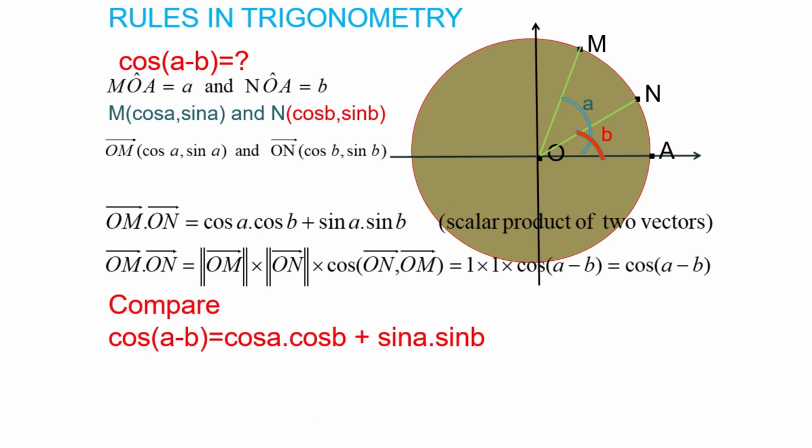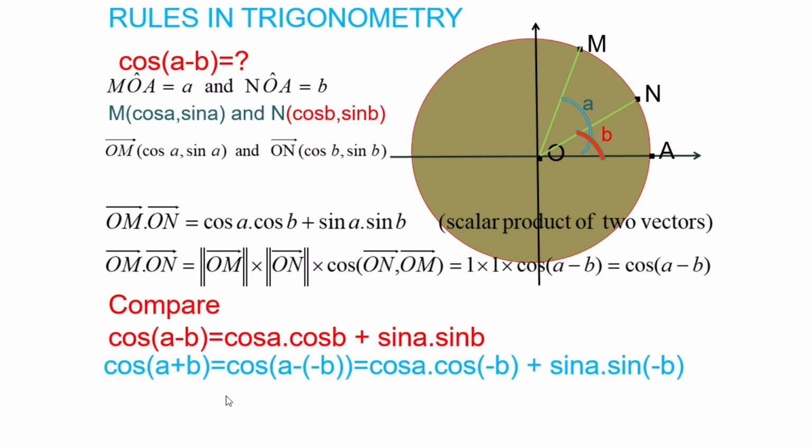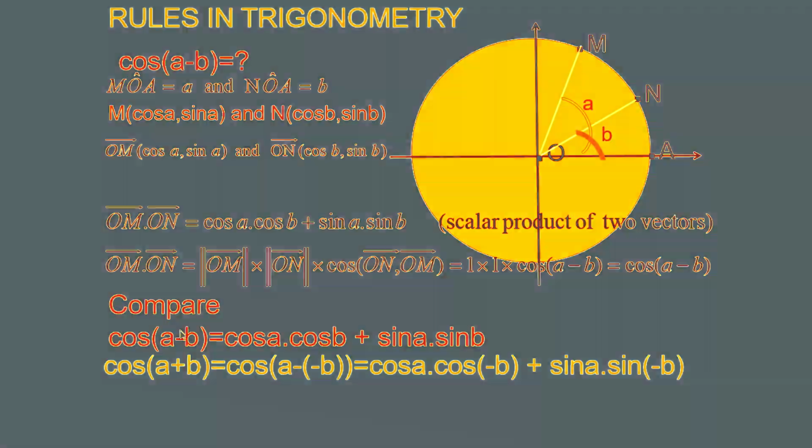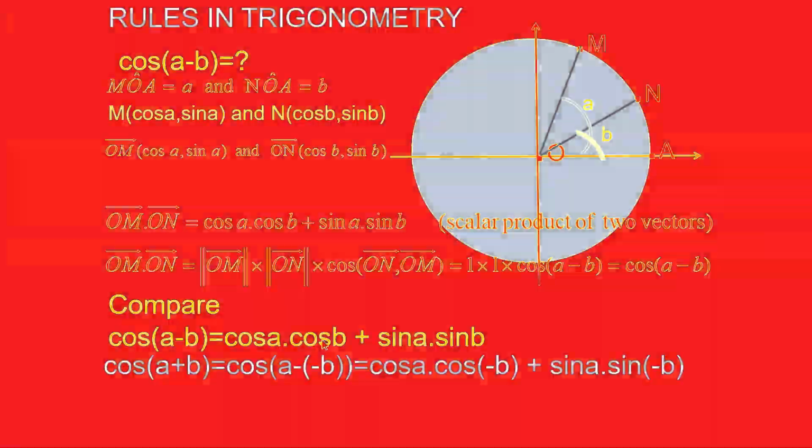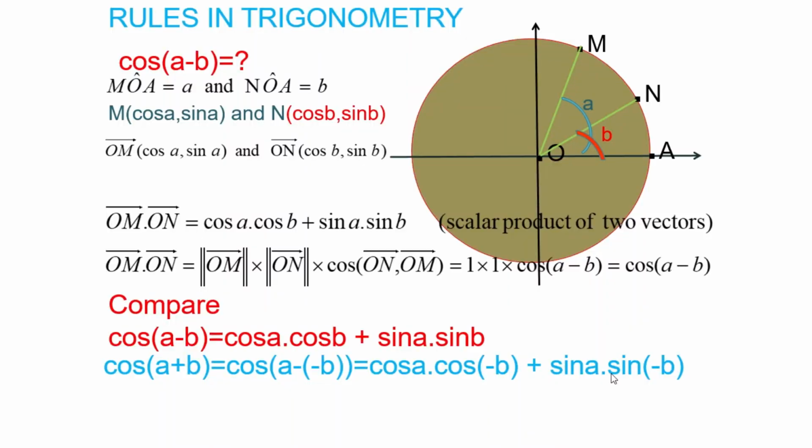What about cosine A plus B? Cosine A plus B equals cosine A minus minus B. This is cosine A, cosine minus B, minus sine A, sine minus B. The same rule, but instead of B, we have minus B. We substitute B by minus B. Cosine minus B is cosine B, but sine minus B equals minus sine B. We get cosine A plus B equals cosine A cosine B minus sine A sine B.